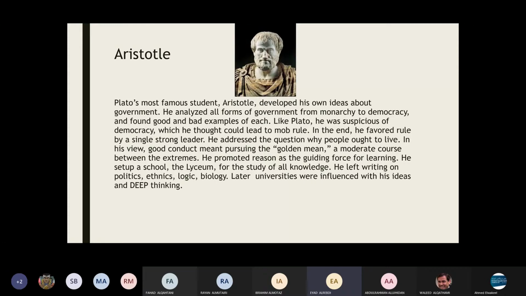He addressed the question of how people ought to live. In his view, good conduct meant pursuing the golden mean, a moderate course between the extremes. He promoted reason as the guiding force for learning. He set up a school, the Lyceum, for the study of all knowledge. He left his writings on politics, ethics, logic, and biology. Later universities were influenced by his ideas and deep thinking.